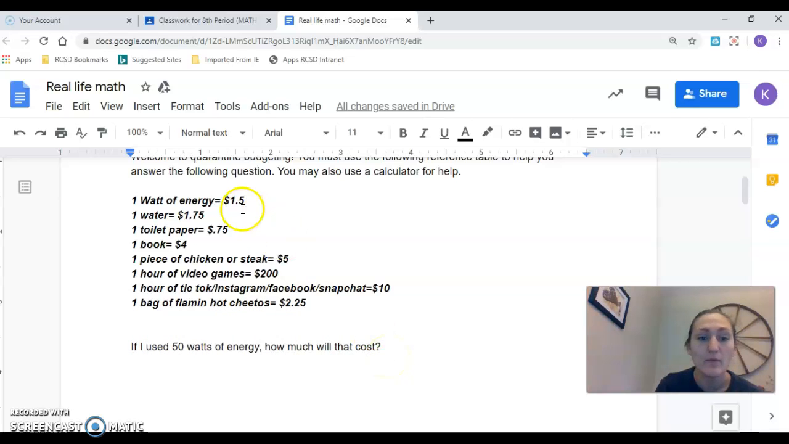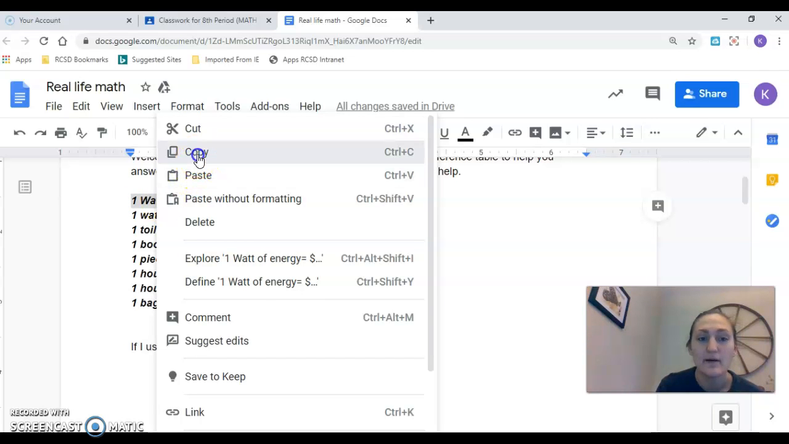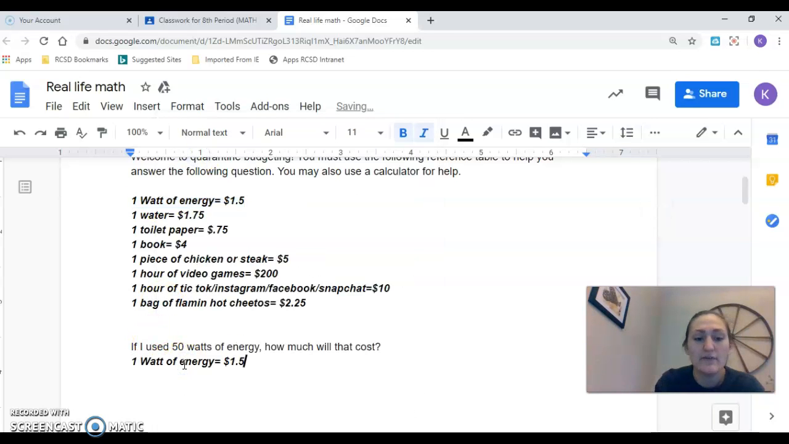Okay, so 1 watt of energy, I'm just going to copy that because I know I need that information. So I need 1 watt. If 1 watt of energy is going to cost me $1.50, how much would 50 cost me? Okay, so multiplication is going to help me with this because I have 1 here and it costs this much. I need to know how much 50 would cost. So I'm going to do 50 times the $1.50. I'm going to figure out how much that equals.